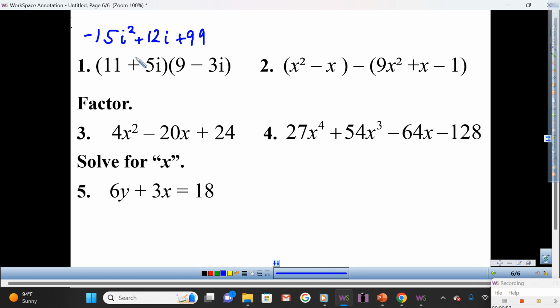Close! Let me remind you what they forgot. See if they remember. What is i squared? Tell me what i squared stands for.